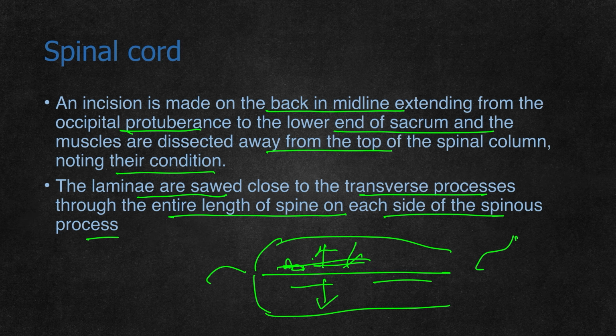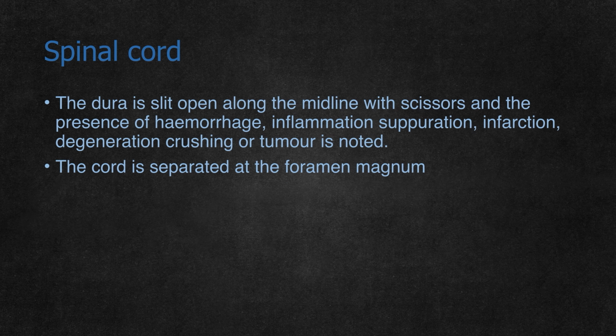So the transverse processes have to be cut and the laminae removed, which leaves the spinal cord in the spinal column. The dura is slit open along the midline with scissors, and the presence of hemorrhage, inflammation, suppuration, infarction, degeneration, crushing or tumor is noted. So once the spinal column is exposed, the dura is cut and the cord is examined.